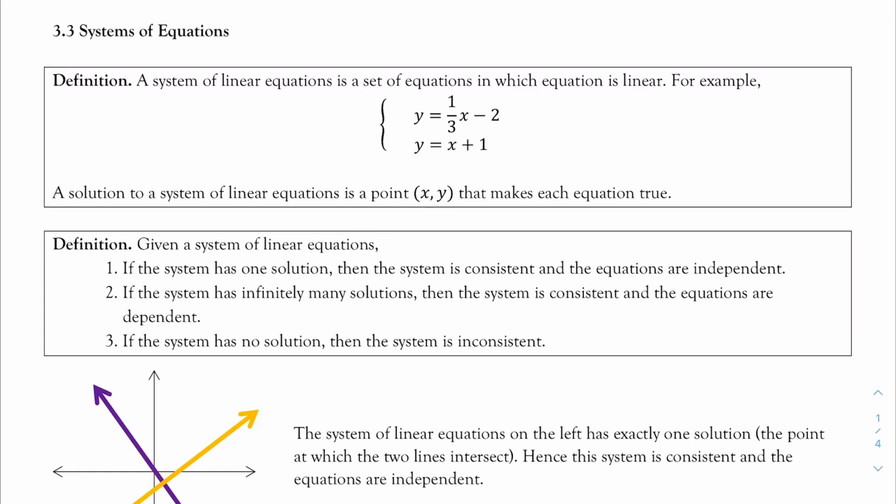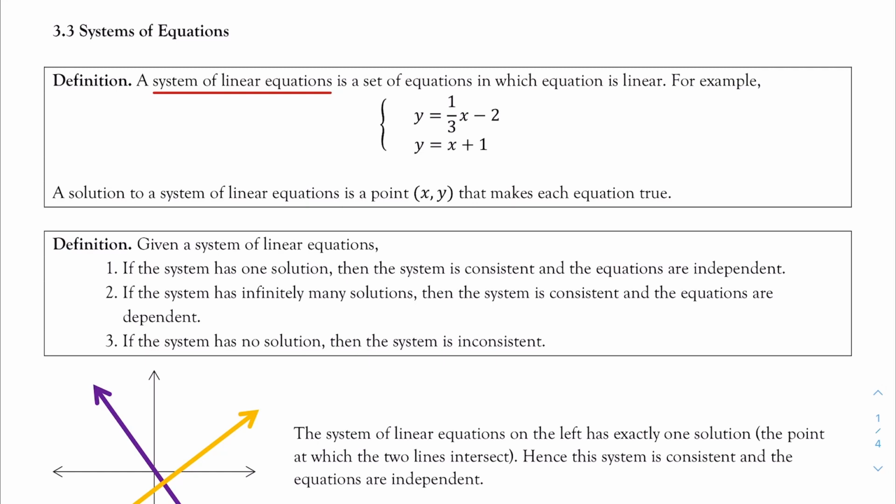3.3 Systems of Equations. So far, we've been working with equations, mainly a singular equation. Now we're going to talk about what happens whenever I have multiple equations, in particular, multiple linear equations. This is actually what we call a system of equations, or a system of linear equations.